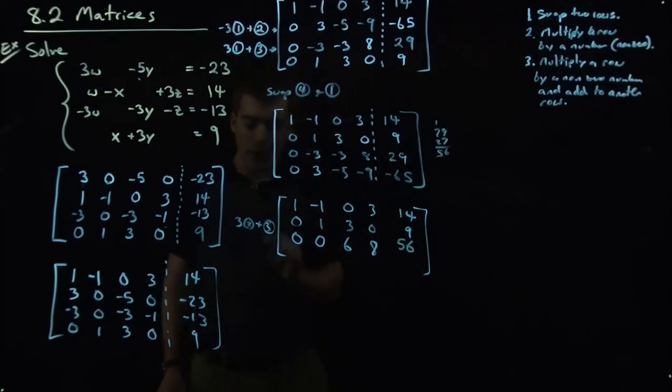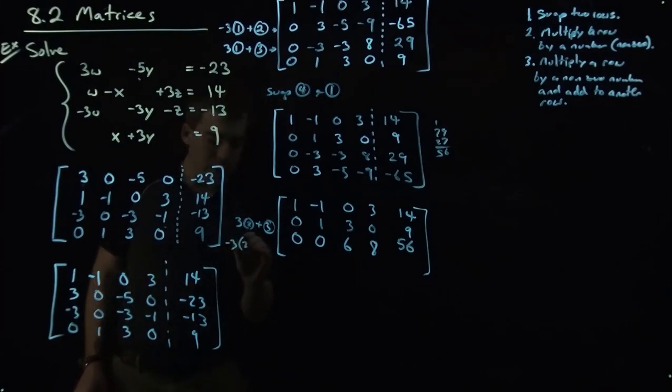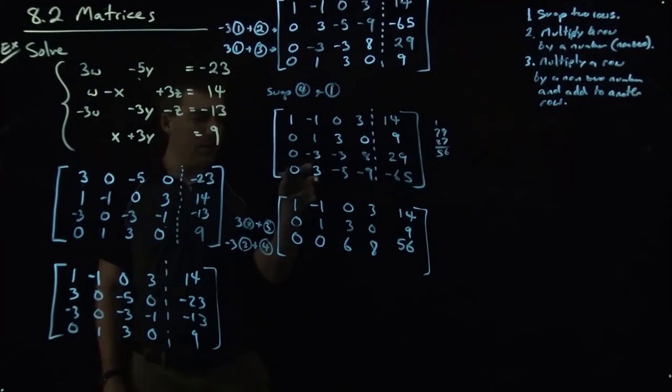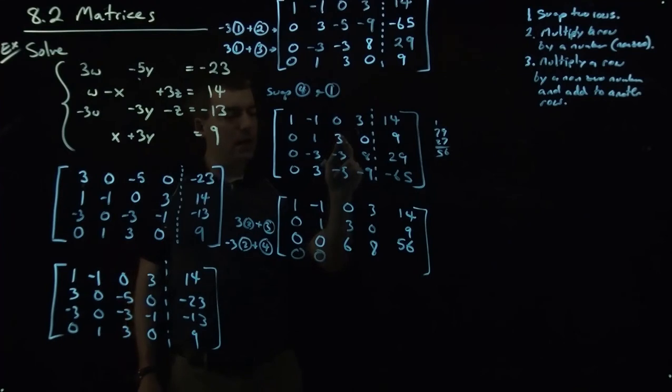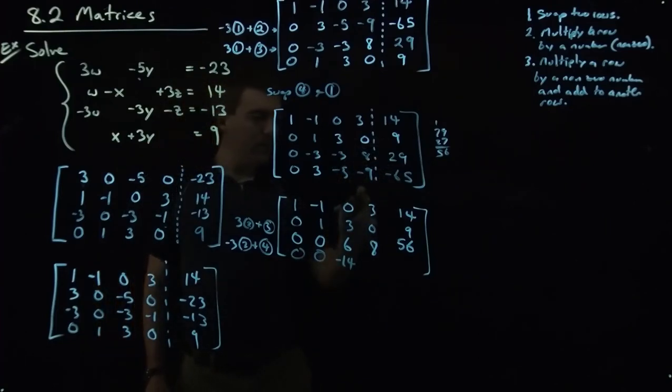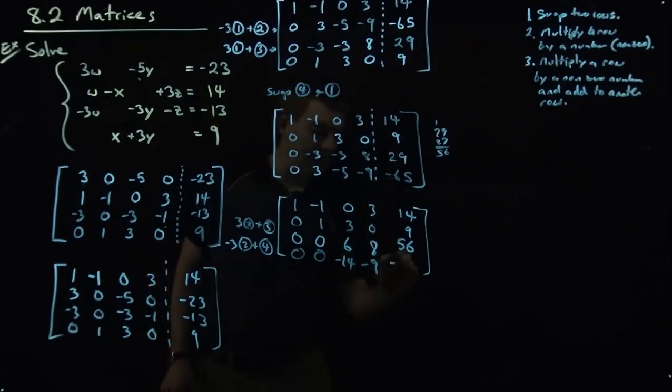Okay, and we need -3 times row 2 plus row 4 to eliminate this 3. So we'll have 0, 0. We have -3 times 3, which is -9, plus 5 is -14. 0, minus 9, and then -3 times 9 is -27, minus 65 is -92.